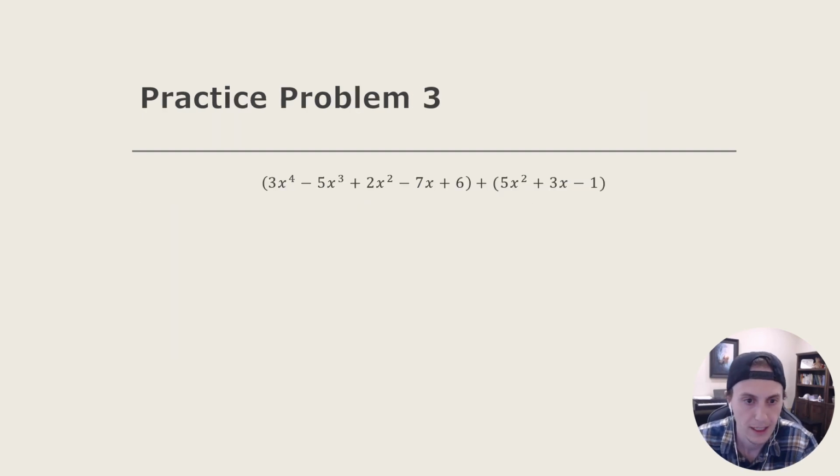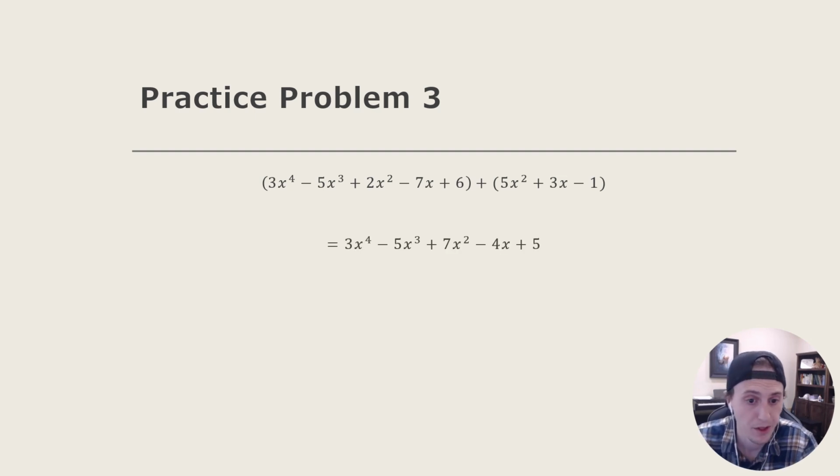So here's a practice problem. I don't know why I have practice problem number 3 on here. This should be practice problem number 1. But here we are. So we have 3x to the fourth minus 5x cubed plus 2x squared minus 7x plus 6 plus 5x squared plus 3x minus 1. So pause the video real quick, see if you can do this.